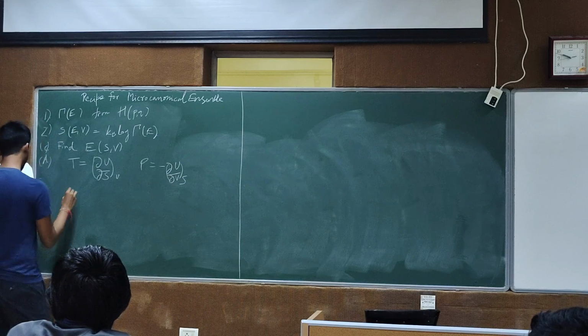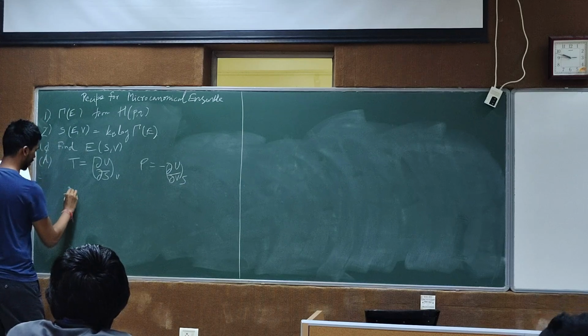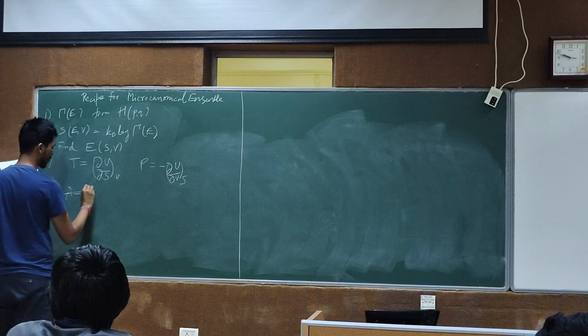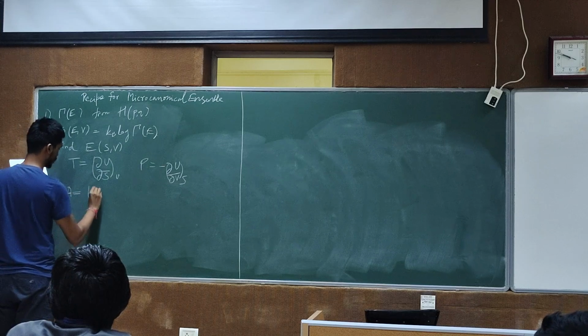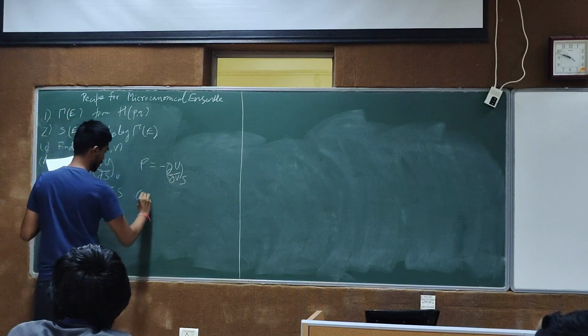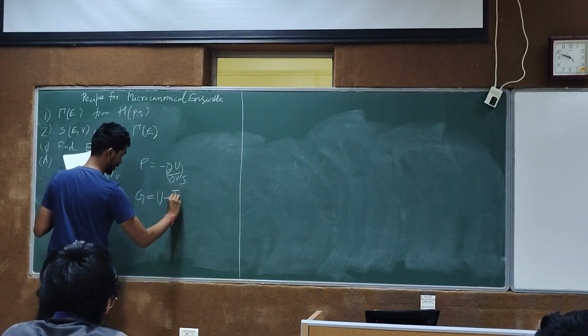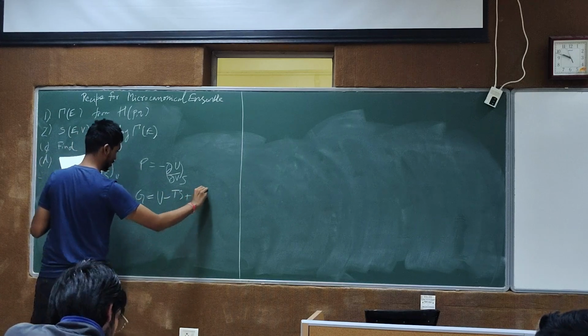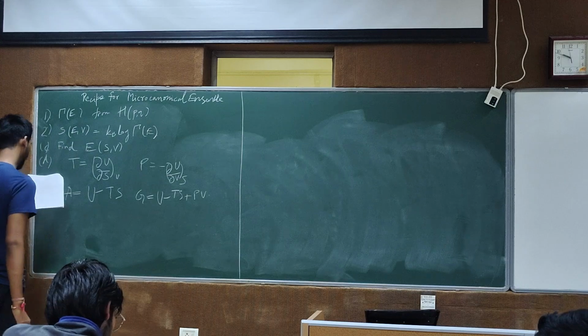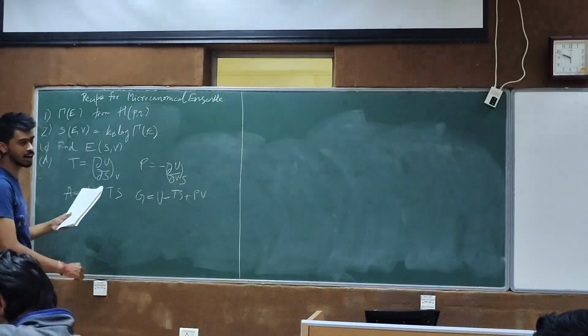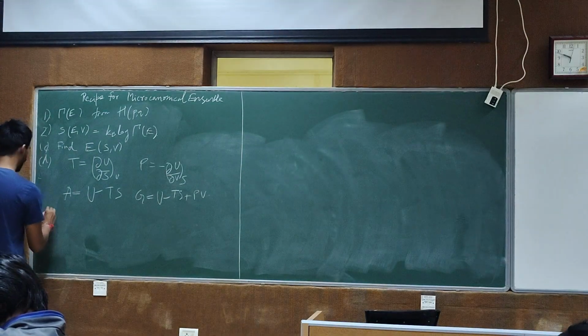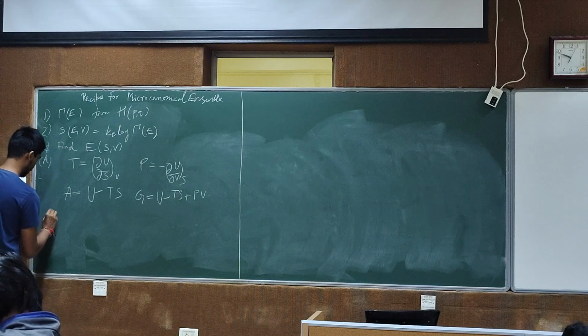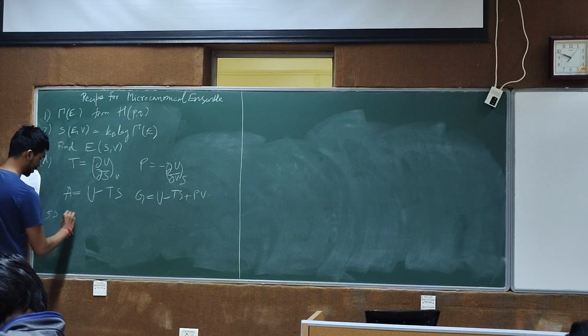And other free energies can be found, as the Helmholtz free energy is U minus TS, the Gibbs free energy is U minus TS plus PV, and so on. To study any equilibrium behavior later, use thermodynamics.